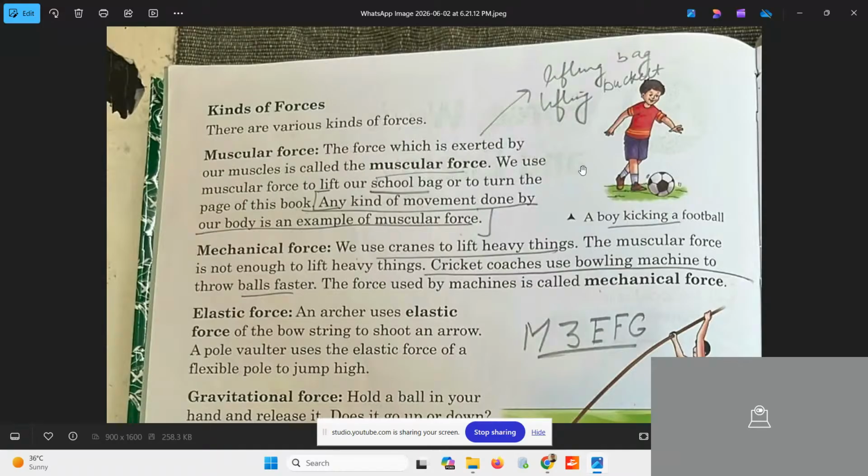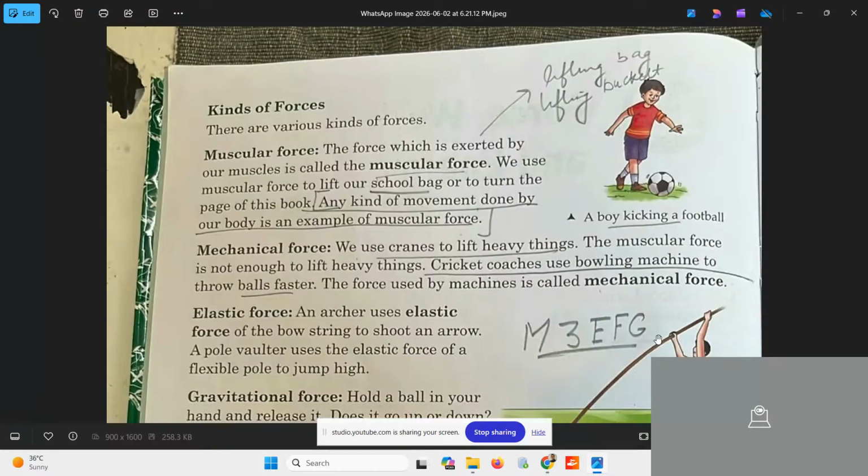Your questions mainly will start with the kinds of forces. Types of forces or kinds of forces is the same. There are mainly six types of forces. The technique to remember them is very easy. You just remember M3EFG. You all know ABCDEFG, right? So rather than ABCDEFG, you have to remember M3EFG. What does M3 stand for?